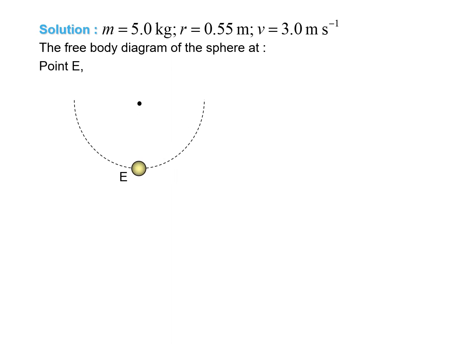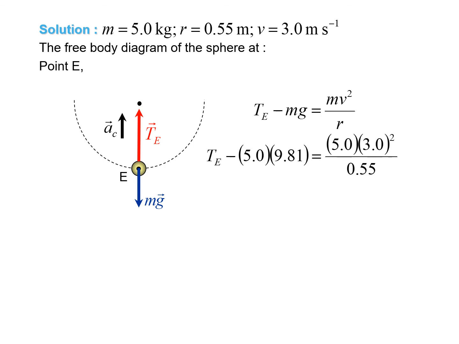For point E, the centripetal acceleration is toward the center, upward, weight is downward, and tension is in the same direction as the centripetal acceleration, which is upward. Therefore the net force is equal to the centripetal force. The tension T is positive because it is in the same direction as the acceleration, minus the weight acting downward, which is equal to the centripetal force. Replacing in the values and solving, we end up with 131 Newton.